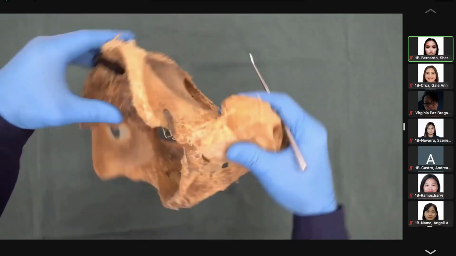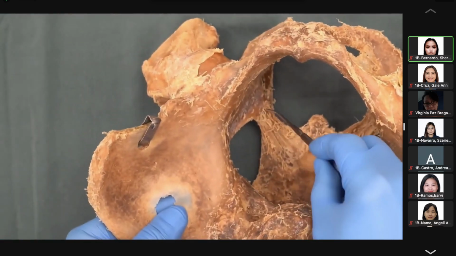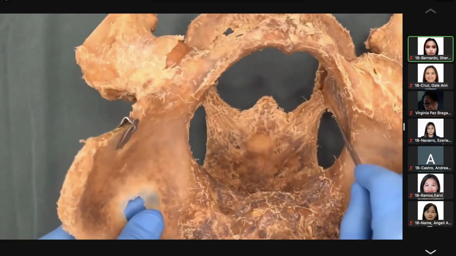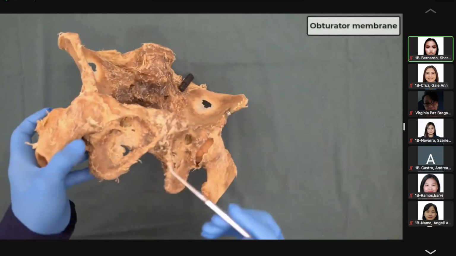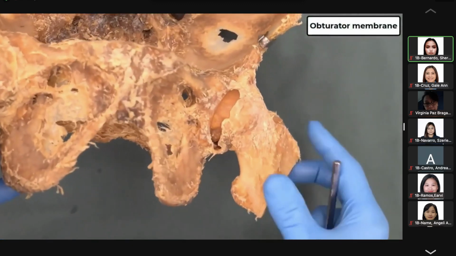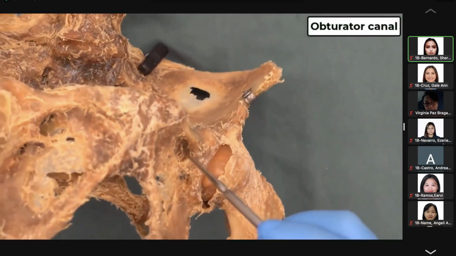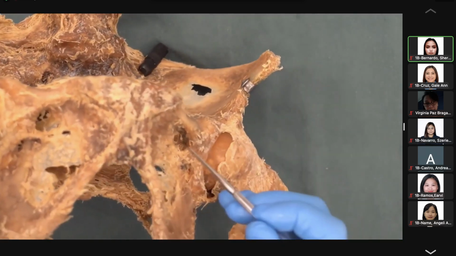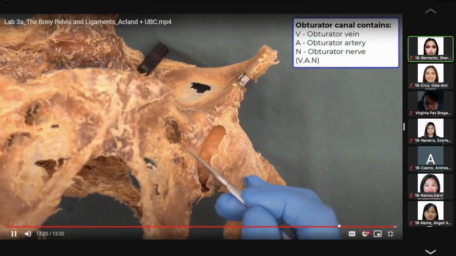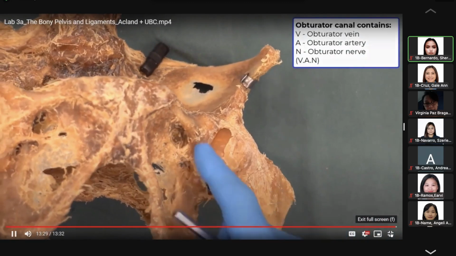So let's see if I can see the ligaments from inside. Here it is. That is the sacrospinous ligament from inside. And then of course the obturator membrane right here. In this real specimen, we can see the obturator canal. So, a beautiful obturator canal right there and here. Later we will see the obturator vein, artery, and nerve pass through the obturator canal.